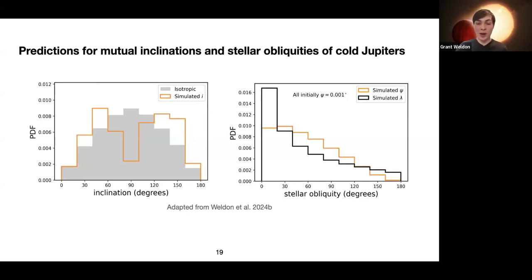Cold Jupiters' obliquities have not really been measured yet, but more distant warm Jupiters have had measured obliquities, and some of these do have high misalignments, which suggests that EKL could be at play in these systems. And this has been particularly found for systems with stellar companions.